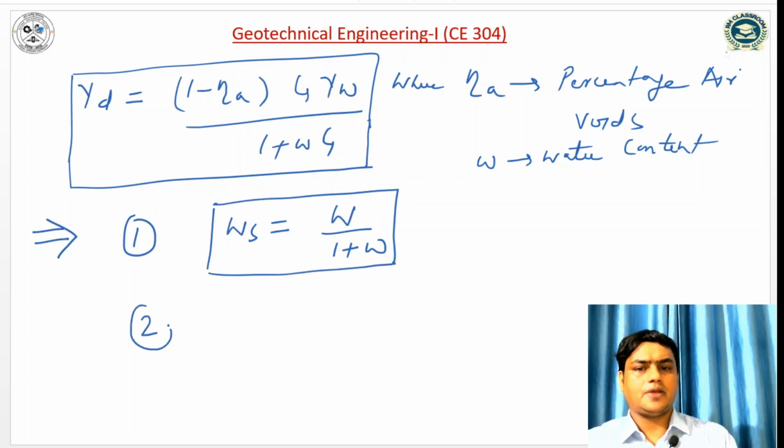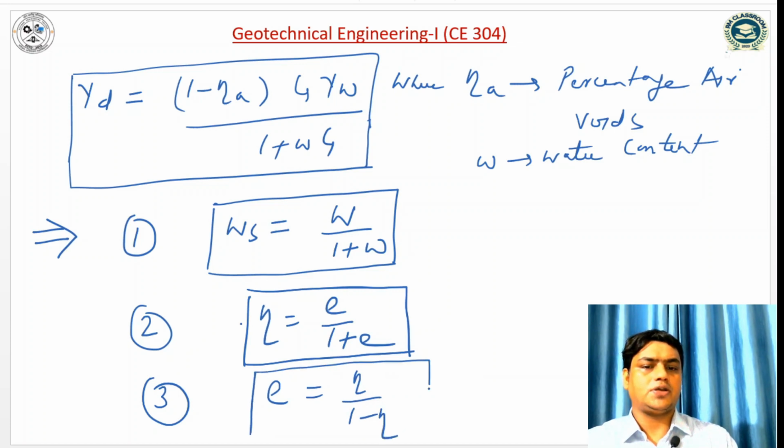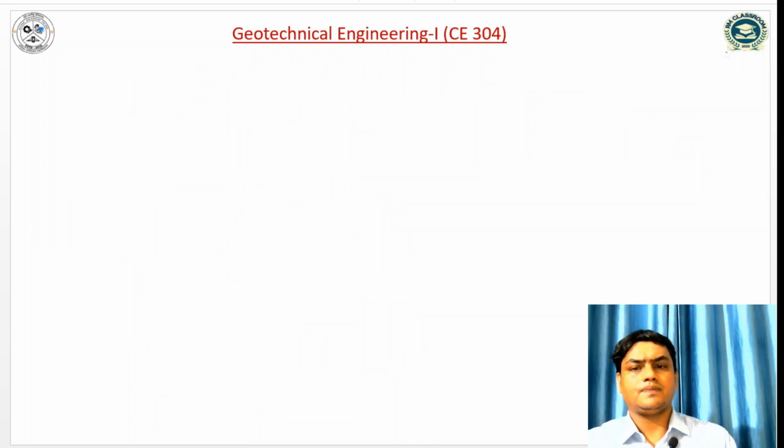Second formula I have derived, that is eta is equal to E by 1 plus E. Third formula I have derived, E is equal to eta by 1 minus eta. Means void ratio is equal to porosity divided by 1 minus porosity.